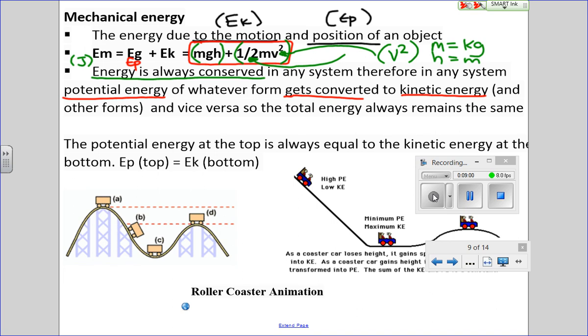Now, it could be other forms, but we're not going to focus on the other forms. We're going to focus on kinetic energy. And vice versa. That means the opposite is true. So we'll talk about a bunch of examples where an object had potential energy and then used that potential energy to have kinetic energy. Or perhaps an object had kinetic energy and that gave it some potential energy. The idea is that total energy, which is what mechanical energy refers to, always remains the same.